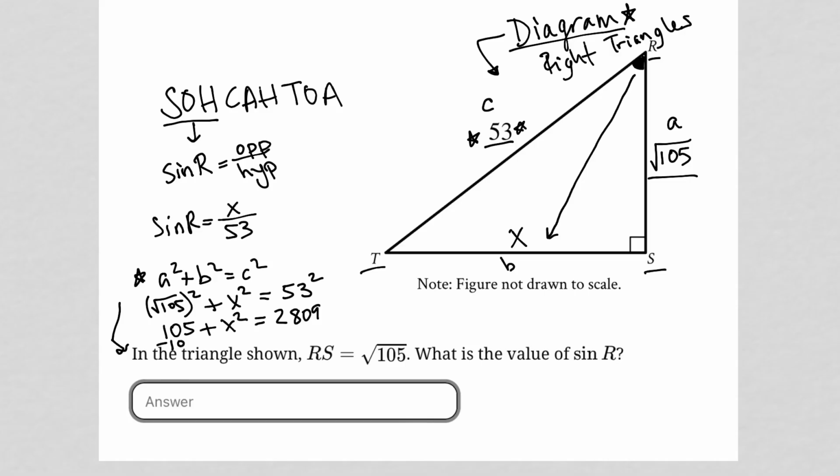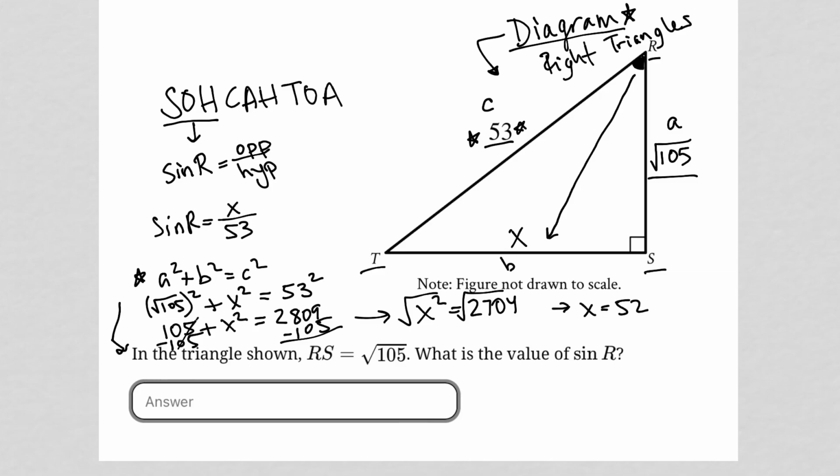I can then subtract 105 from both sides here. And let's go here for more space. That will leave me with x squared is equal to 2809 minus 105, which is 2704. And then I can square root both sides because I just want to figure out what x is. So the square root of 2704 is 52. So I get x is equal to 52.